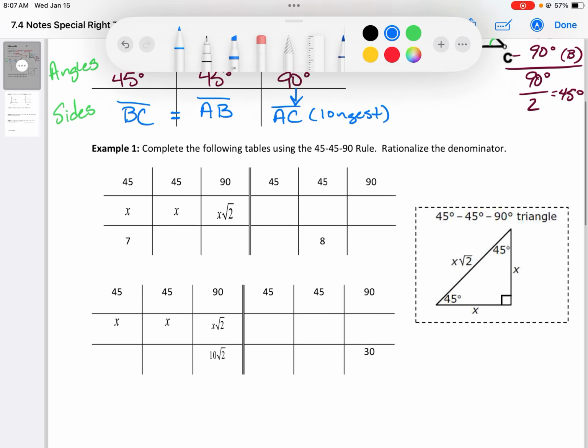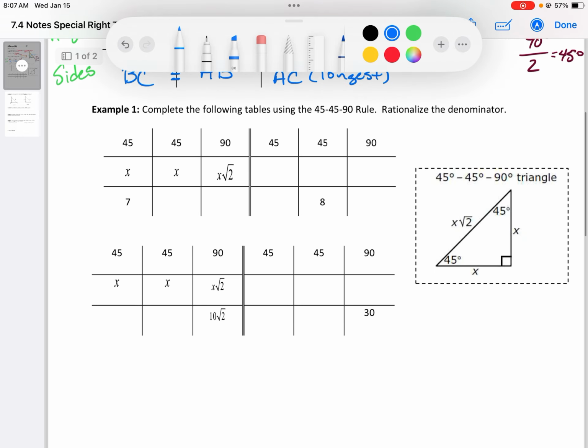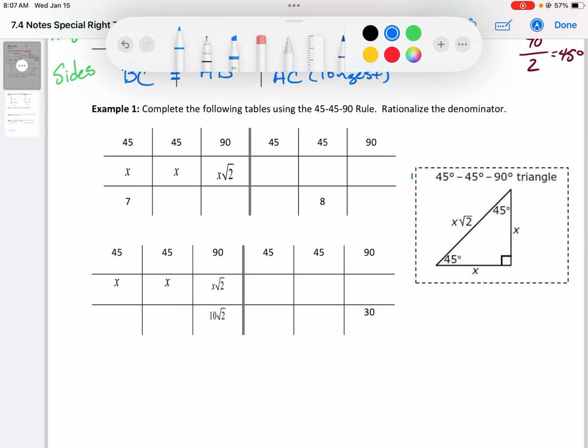All right, moving ahead. Example number 1 gives us a picture of a 45-45-90 triangle, and it's a good reference for us when we're solving them. This initial one has an x for both sides, and it has x square root of 2 as the hypotenuse. That information is right here.